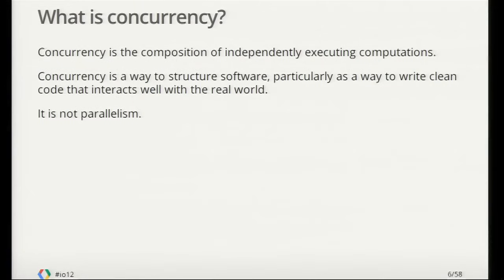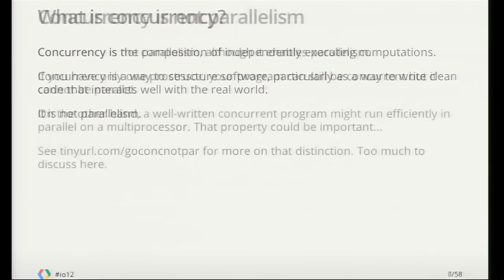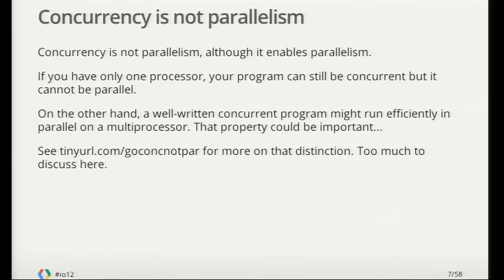What I mean by concurrency, we define as the composition of independently executing computations. And I want to stress that concurrency is a way of structuring software. It's a way of thinking about how to write clean code that can interact with the real world and maybe simulate the real world or behave as an agent inside the real world and be a good actor in that environment. Concurrency is really not parallelism, although a lot of people got confused by that, and I think when Go first launched, a lot of people thought Go was a parallel language. It's not really a parallel language, it's a concurrent one.